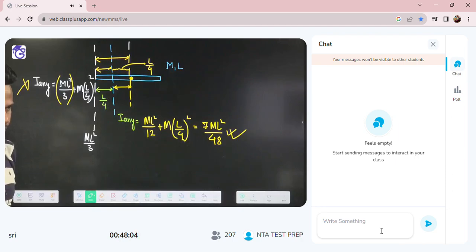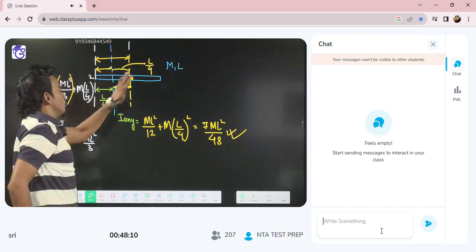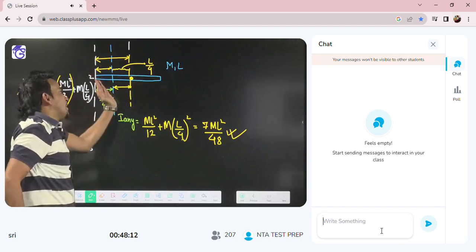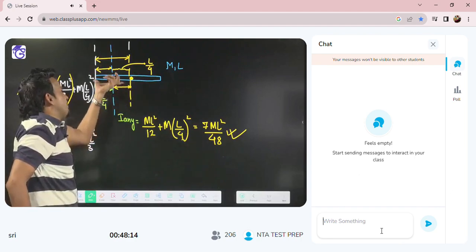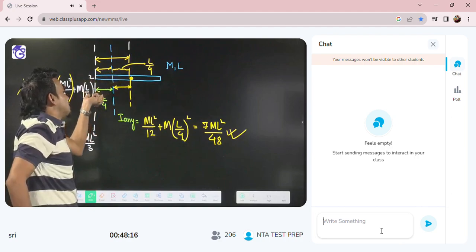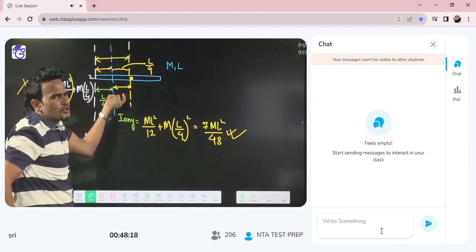d means distance of new axis from center. It was given from the end, so you have to find the distance from center, and luckily it came the same because this was L by 2 and this was L by 4, so this distance was also L by 4.